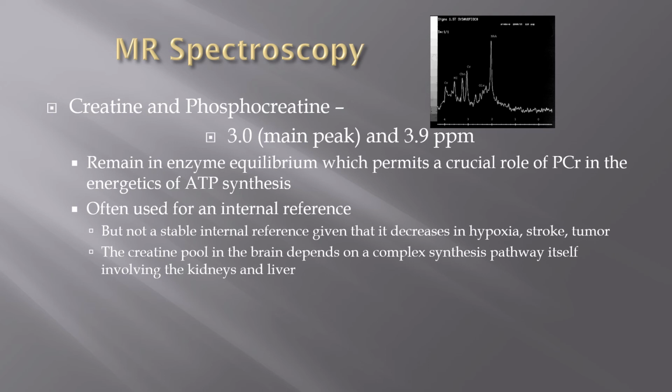So creatine, phosphocreatine, main peak at 3, secondary peak at 3.9, is kind of used as an internal reference, but it's really not that stable. It changes in pathological entities. We still use it as a stable reference peak, but we use it knowing that it's actually not that stable.